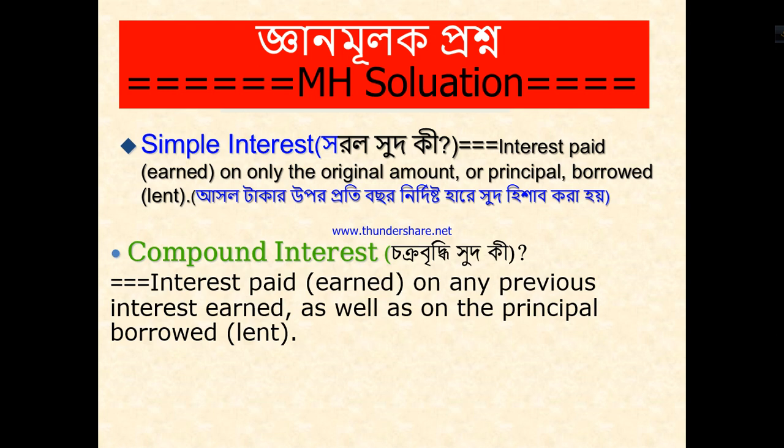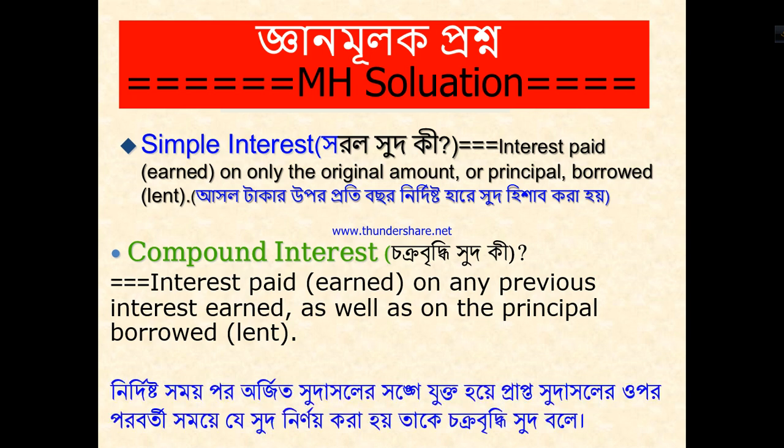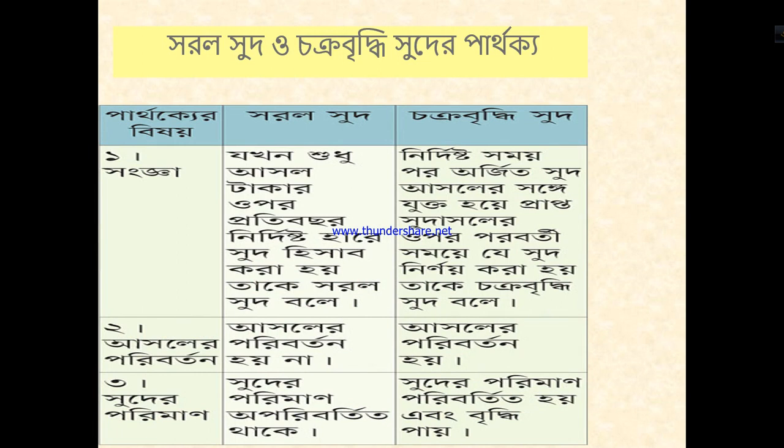Okay. Compound interest: interest paid on any previous interest earned, as well as on the principal amount, borrowed as well as the principal amount. That means principal plus previously earned interest, and on it the interest will be charged. Okay. That means interest paid on any previous interest earned as well as on the principal borrowed amount. Okay. This question usually comes in your examination.